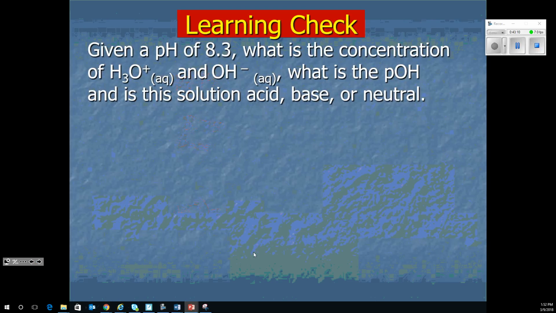Learning check. This means it's not in your notes. I want you to write it on another piece of paper. I'm giving you a pH of 8.3. I want you to give me everything else on there and tell me if it's acid, base, or neutral. Again. I want to make sure you know these formulas backwards and forwards and forwards and backwards. You can do it. Come on, Ben.